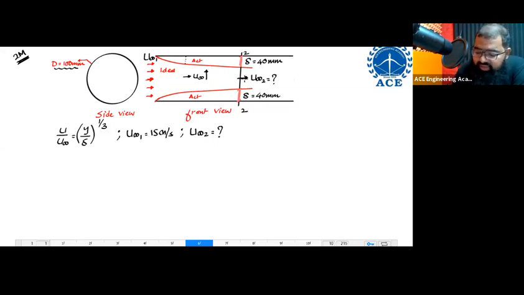I am asking, at this particular section, how much is the value of u infinity equal to? This is the question I'm having. How to solve this question? Solution now. Look over here.